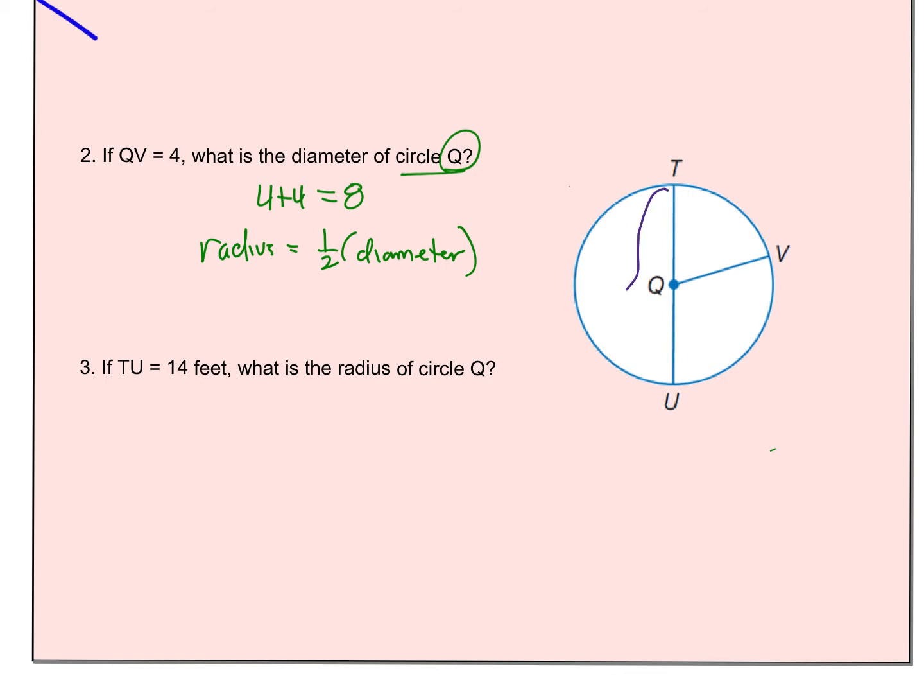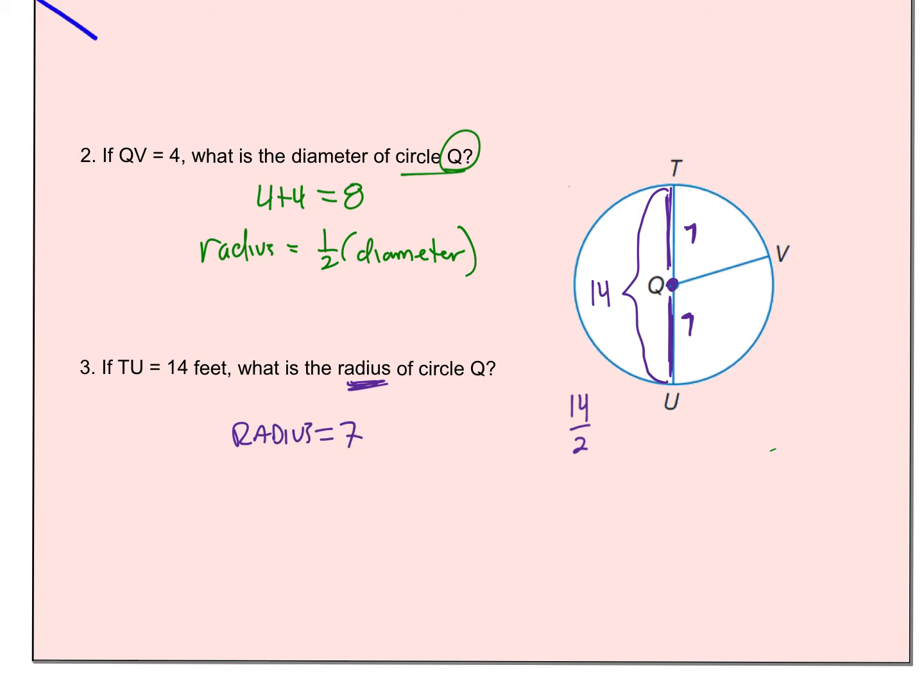TU, this length here, is 14 feet. So now what's the radius? Well, this Q ends up being a midpoint between this length and this length. So each one of those would just be 14 divided by 2. So that's going to be 7 and 7. So my radius will be 7. All right, nothing too brain-breaking.